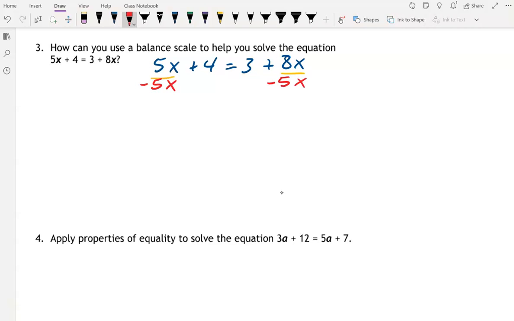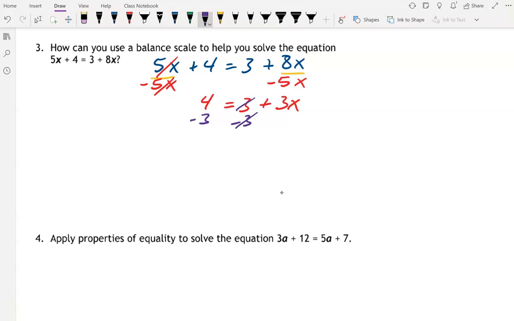Now the reason I do that is so I don't end up with a negative x, but let's not worry about that for right now. I'm going to do that. Now I'm going to have on this side 4 equals 3 plus, and 8x minus 5x is 3x. You see? Okay. Now what I want to do is get this variable, or sorry, not this variable, my bad. It is our constant. I want to get it to the other side. So I'm going to subtract 3 from both sides.